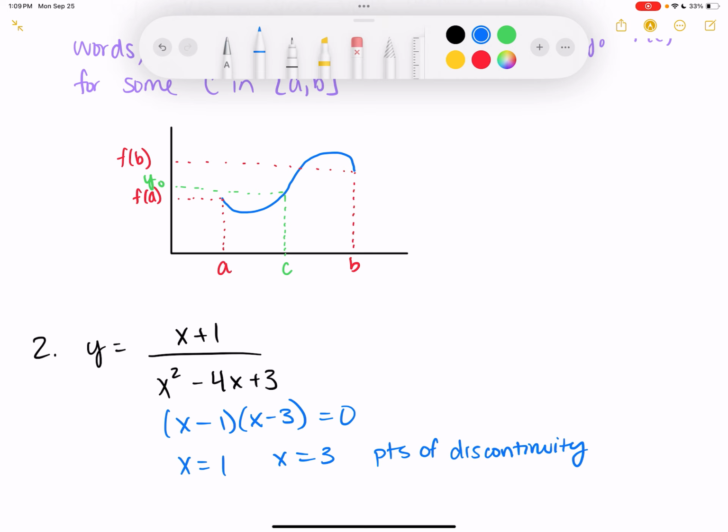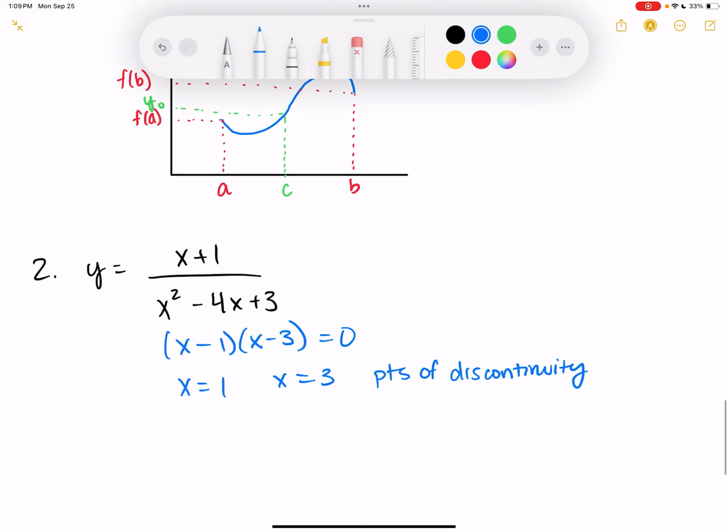Jumping is going to pretty much always look like a step function. Infinite. All right, so this one's going to be infinite. I don't want to say 100% of the cases, but in most cases, if it's a fraction, it's going to be infinite, because of the way that it's going to graph with the asymptotes. So this is going to be infinite discontinuity.